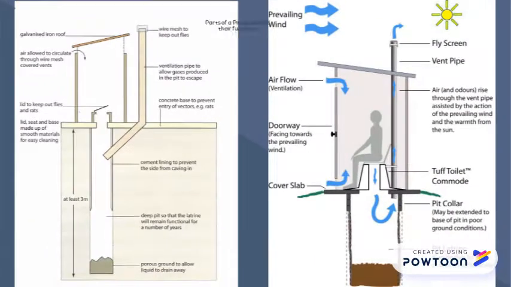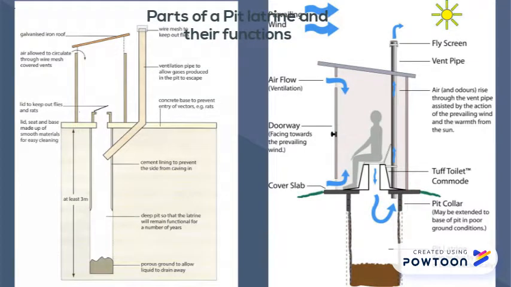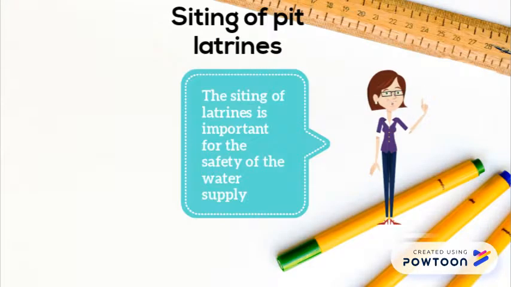These are pictures showing parts of a pit latrine and their functions. The siting of a latrine is important because of the predominant direction the wind blows, and whether or not the latrine will be in an area where it is safe and secure, and could potentially contaminate a nearby surface water supply.